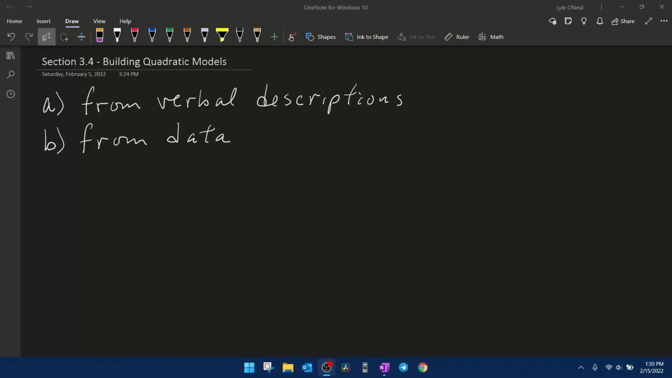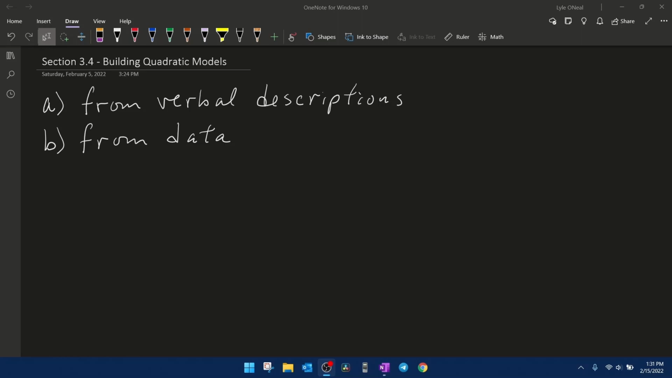Hello and welcome to our lesson on building quadratic models. This is going to be from section 3.4 in our Precalculus text. In this section, we're going to be looking at word problems, application problems that result in quadratic functions, either through verbal description, through how the problem explains the scenario, or from a set of data.